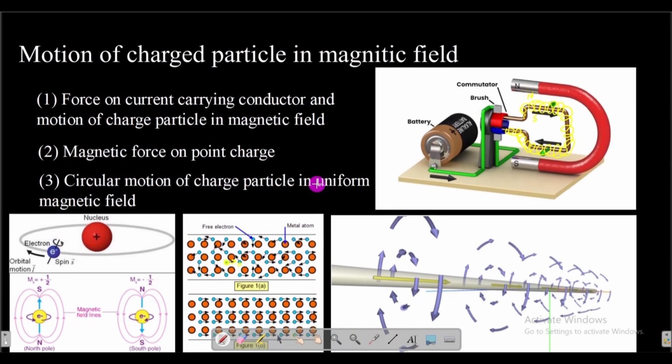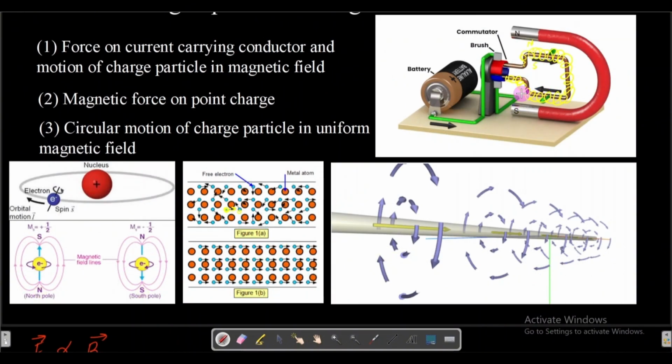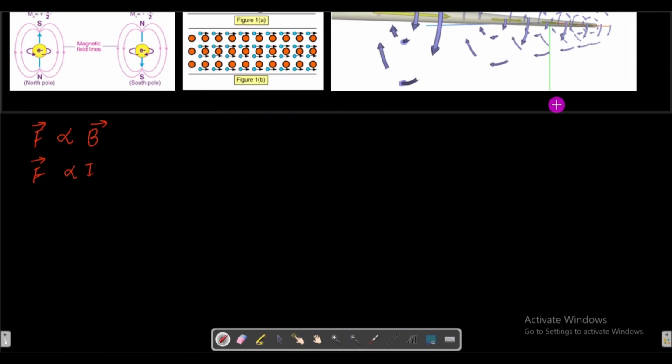And similarly, the length of the conductor also affects the force. If we increase this length, which is present inside the external magnetic field, then more force will be exerted on this conductor. So the force on a conductor present in an external magnetic field also depends upon the length, and it is directly related. If we increase the length inside the external magnetic field, then the force will also increase.